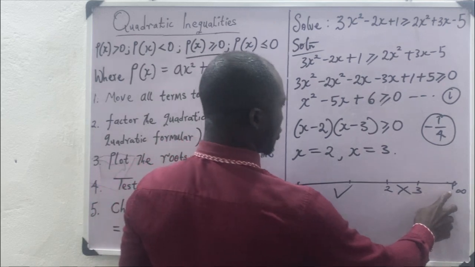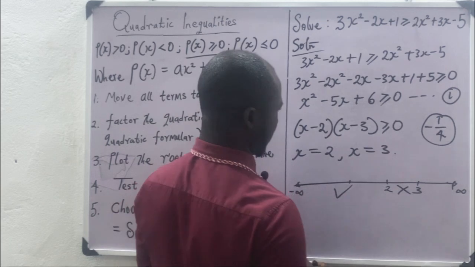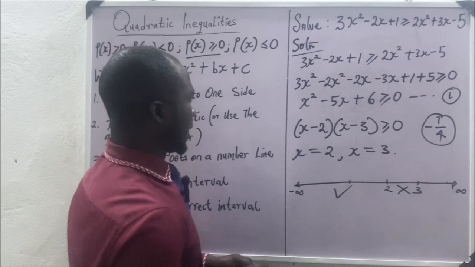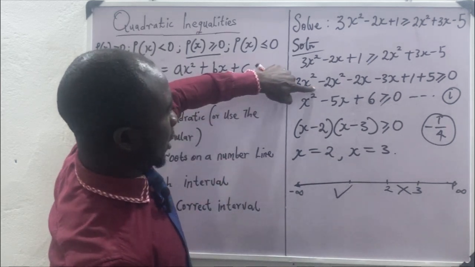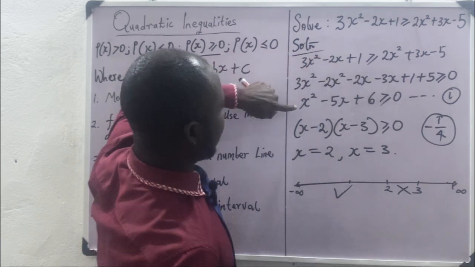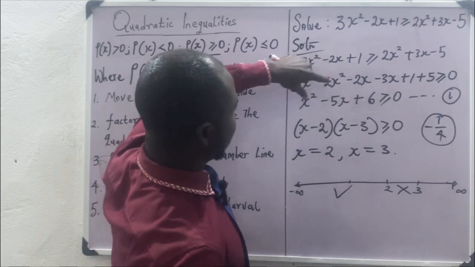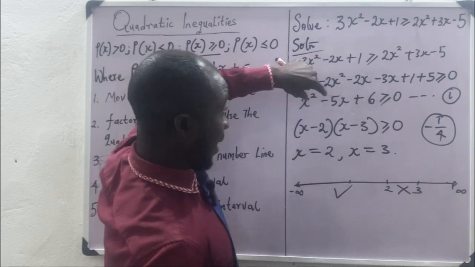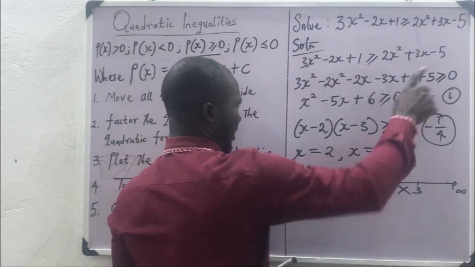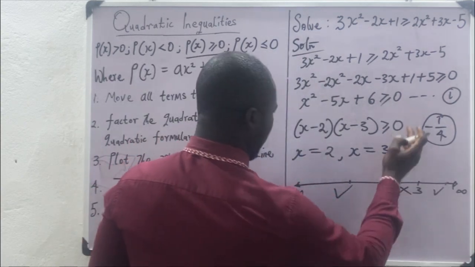Now we are going to choose another number in the third interval to check whether it satisfies this inequality. Suppose we pick the number 4 because 4 is in this interval. Then we have 4 squared minus 5 times 4 plus 6. Now 4 squared is 16, then 5 times 4 is 20, then 16 minus 20 is minus 4, then minus 4 plus 6 is 2, which is also greater than 0. So this interval also satisfies the inequality.